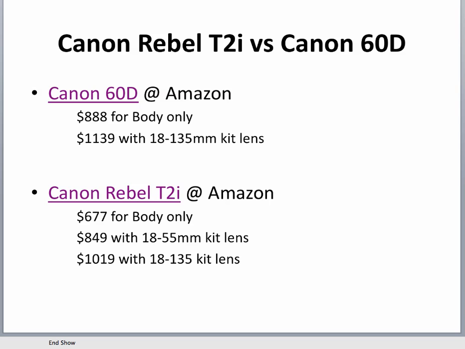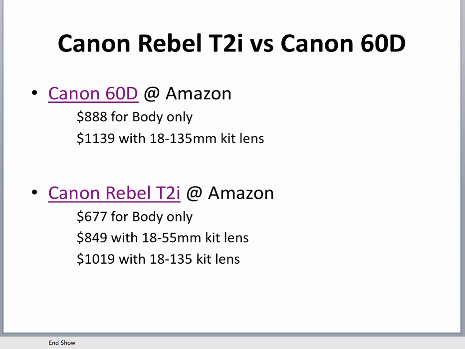Okay, now let's take a look at price. First of all, the Canon 60D at Amazon right now is listed for $888 if you buy it without a lens, that is body only. The Rebel T2i is listed for $677 for the body only. So you can tell that it's $211 different if you buy a camera without a lens.